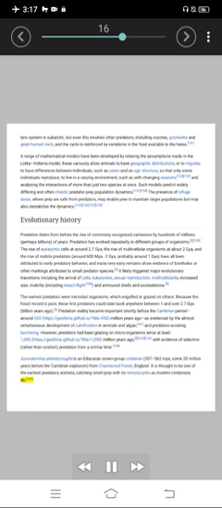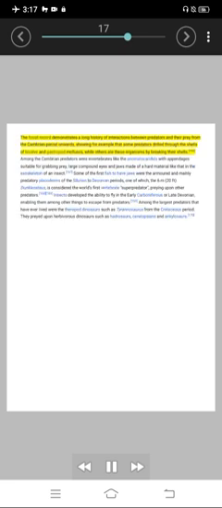The fossil record demonstrates a long history of interactions between predators and their prey from the Cambrian period onwards, showing for example that some predators drilled through the shells of bivalve and gastropod mollusks, while others ate these organisms by breaking their shells.